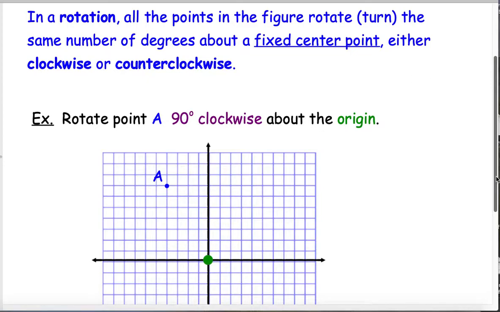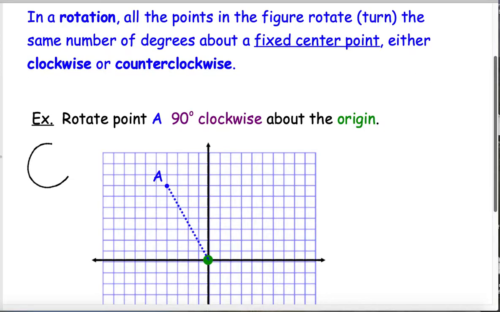So you could think of, for this example, we're just going to do point A. We're going to do a single point instead of a whole picture. But if I want to rotate this point 90 degrees clockwise about the origin, think if we connected A to the origin with a string. And then I want to rotate clockwise, and so this is important to know.